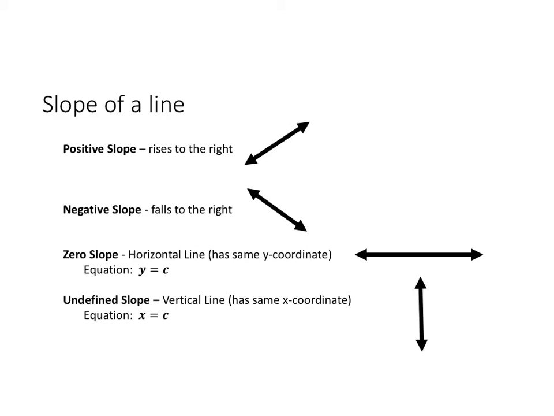Here is some basic information about the slope of a line that you should make note of. A positive slope is going to always rise to the right. A negative slope is going to fall to the right. And a zero slope is a horizontal line. And if you have a slope that is undefined, you have a vertical line.